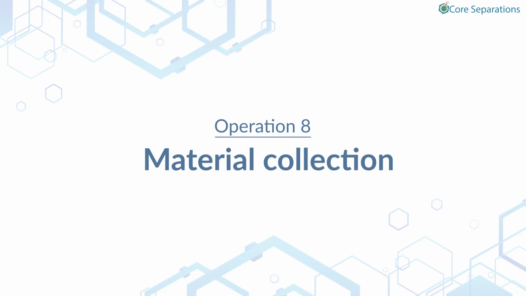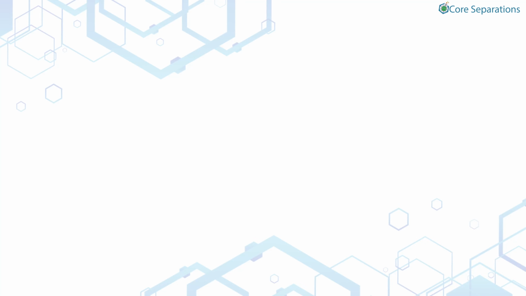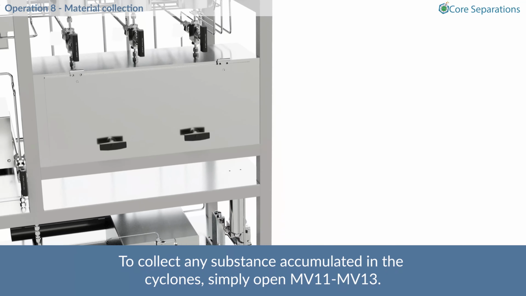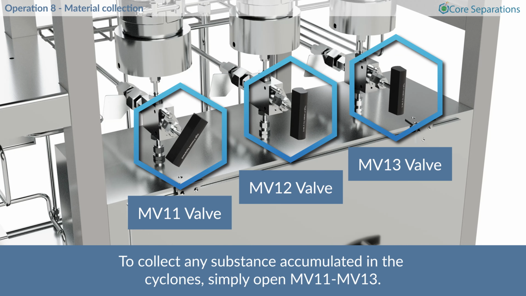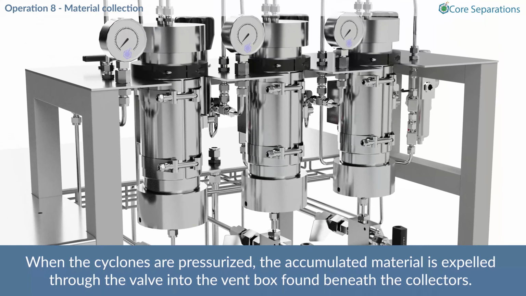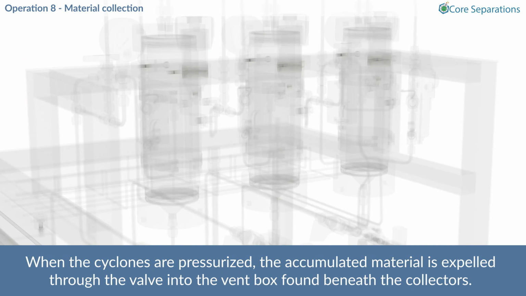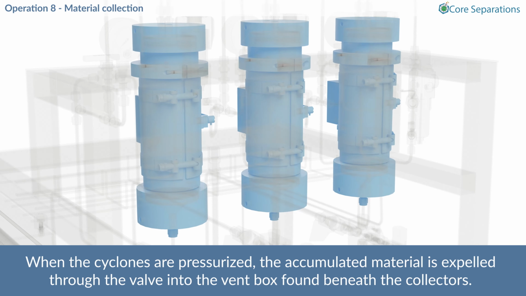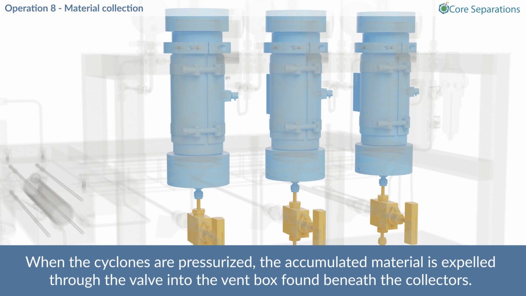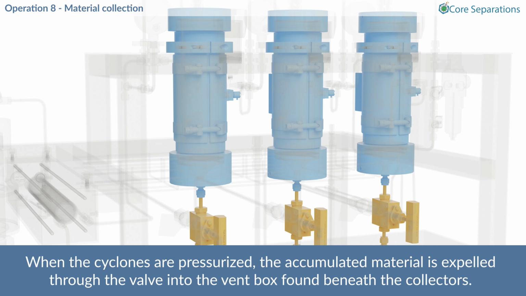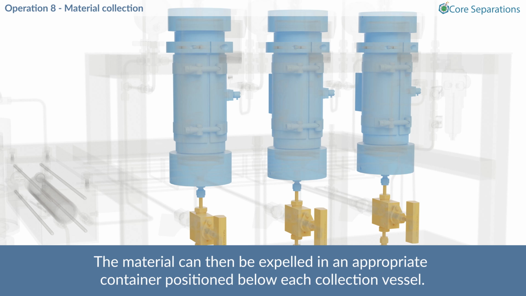Operation 8. Material collection. To collect any substance accumulated in the cyclones, just open the respective valve linked to the suitable collector. When the cyclones are pressurized, the accumulated material is expelled through the valve into the vent box found beneath the collectors. The material can then be expelled into a suitable container positioned below each collection vessel.